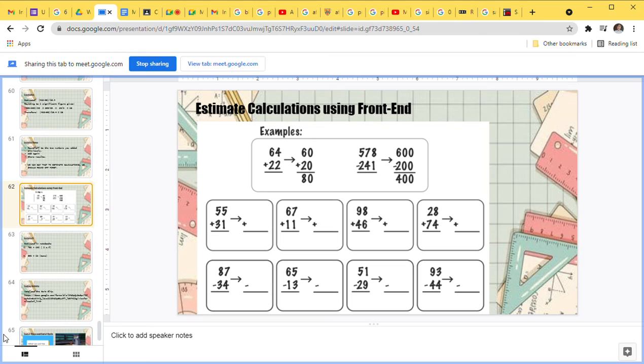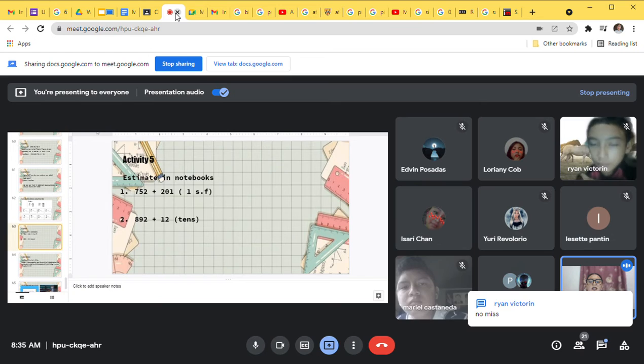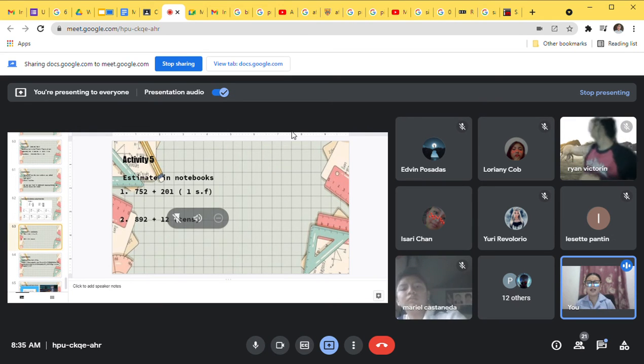Okay, so I will move to the next slide. This is for you to do on your own. You will do this in your notebooks. I just gave you addition, so that should not be difficult, right?